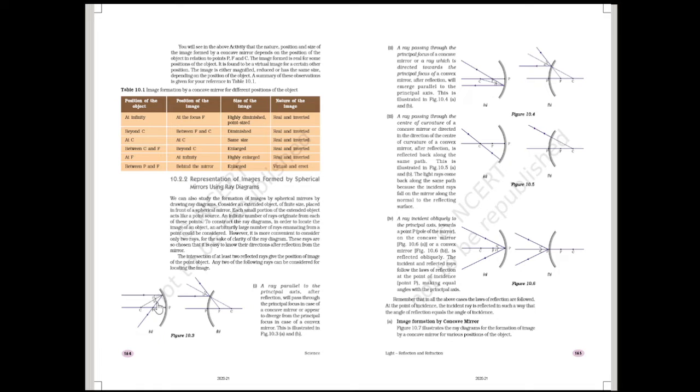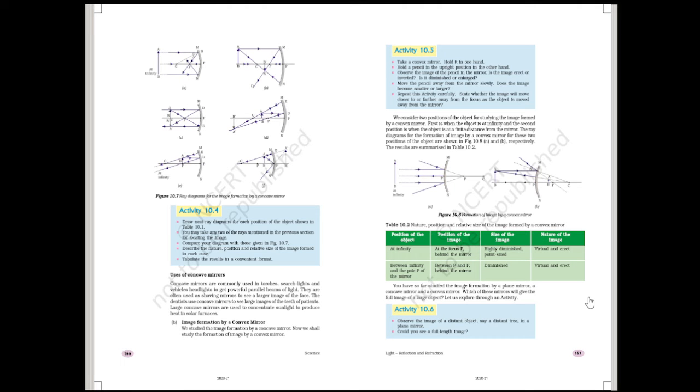Image formation by a concave mirror. What is it? Now, P is the pole of the mirror, F is the principal focus, C is the center of curvature, and M and N is the diameter, that means the aperture of the mirror. Now we have a concave mirror here. There are six parts to it.